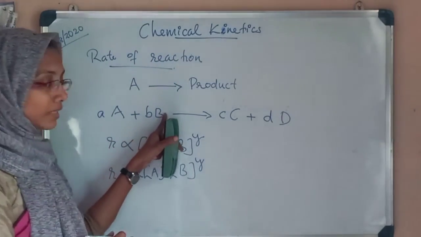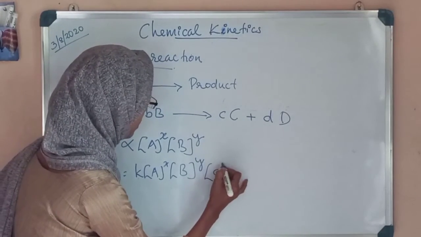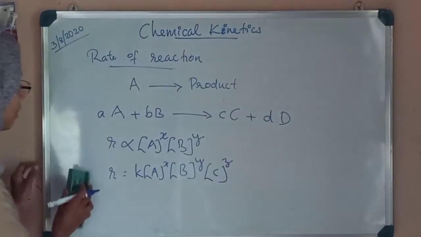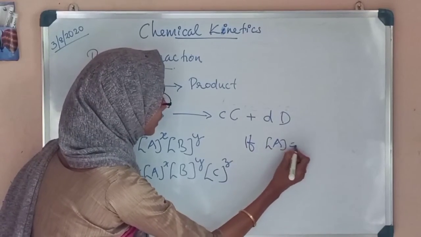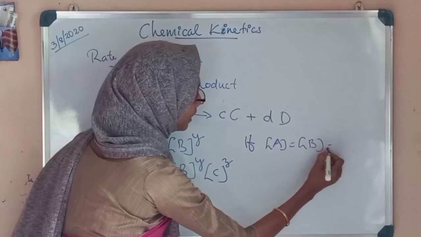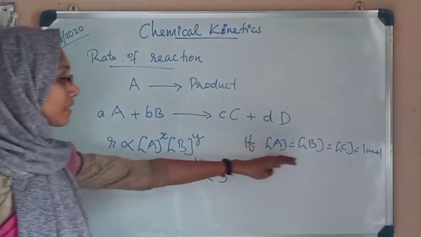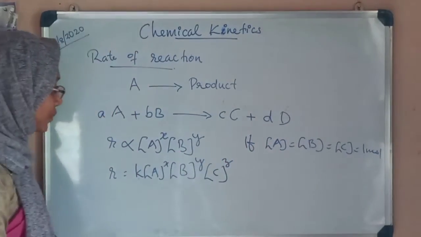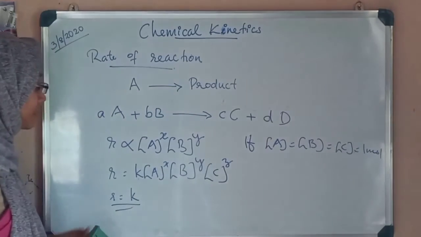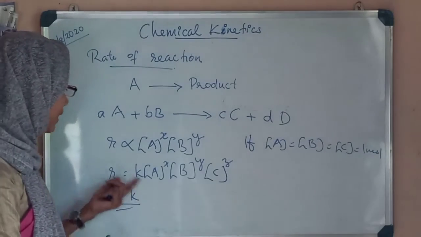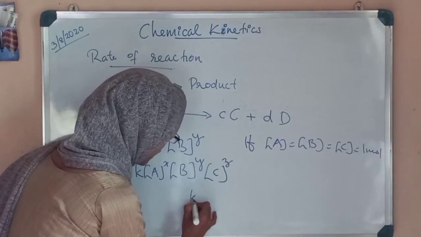If there is another reactant C, the rate expression may include that term, [C] raised to z. If you take the concentration of A equal to the concentration of B and the concentration of C equal to 1 mole, that is, all the reactants are in molar concentration, then the equation becomes rate is equal to K. Then we can define the rate constant. Rate is nothing but the rate constant. So K is equal to R.